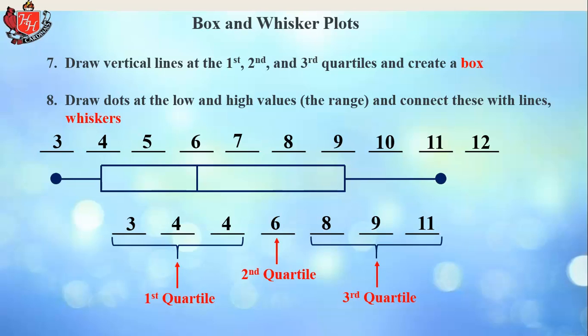So that's how you would draw a box and whisker plot. Okay, so it goes from the lowest number and the highest number in the set, which is 3 and 11. The 12 is just there to show the continuum of the numbers. And then you draw vertical lines, up and down lines at the first quartile, at the second quartile, and at the third quartile.